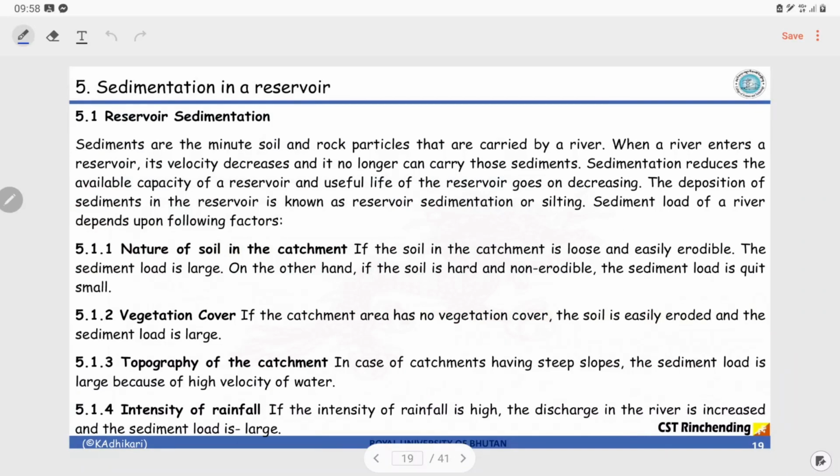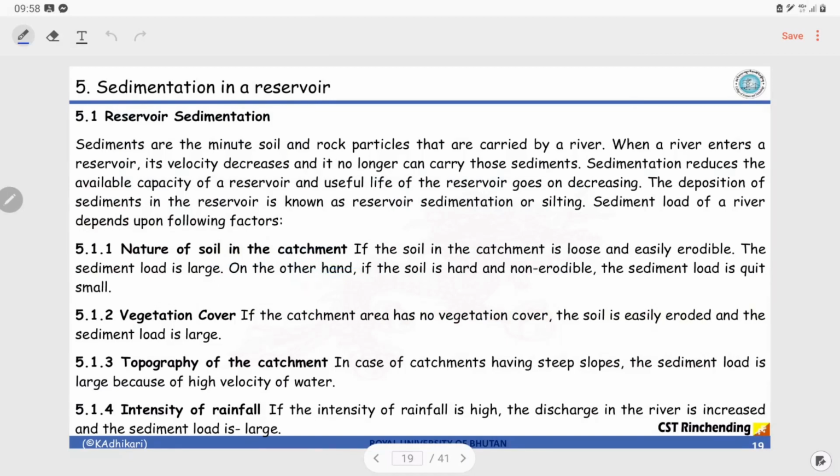Now, as I have explained what sedimentation means and how sedimentation actually occurs, let's understand the factors that can lead to sedimentation. The first thing is the nature of soil in a catchment. I have explained what catchment means, right?